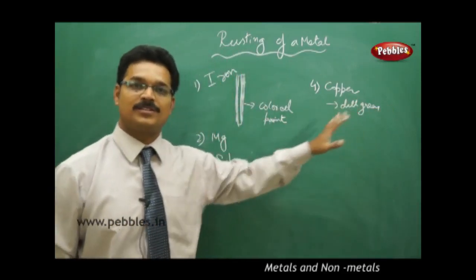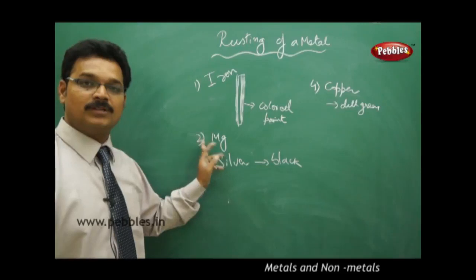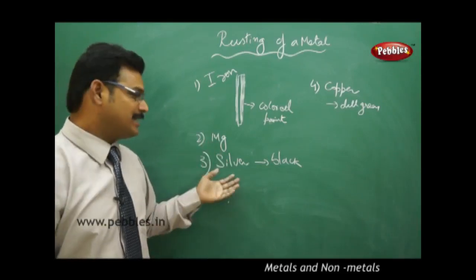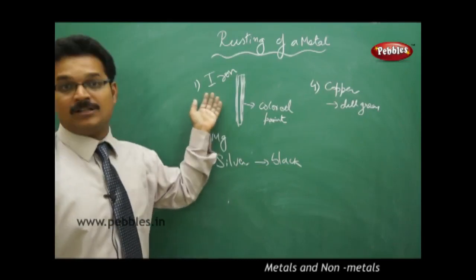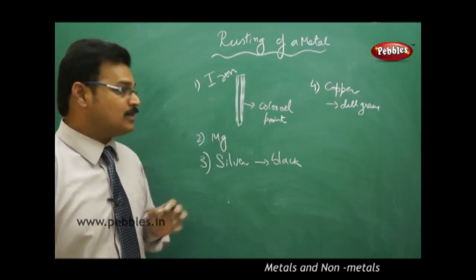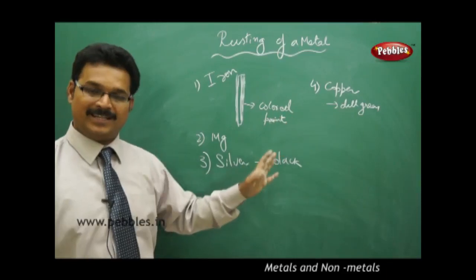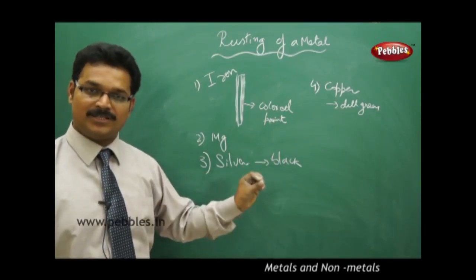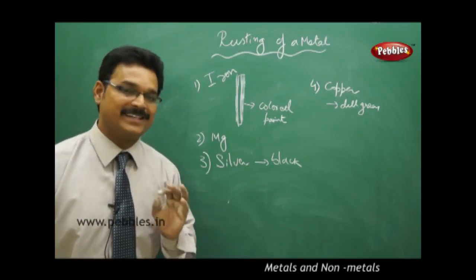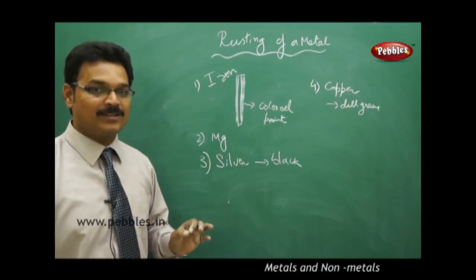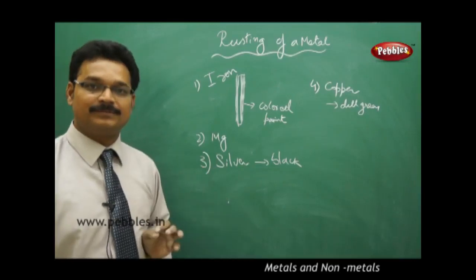It's a slow process. Magnesium changing is a fast process. Silver changing to black is a slow process. Iron rusting is also a slow process. So all these metals generally react with the air and some moisture and change their states, and those states are not favorable. So you have to protect them from changing state.